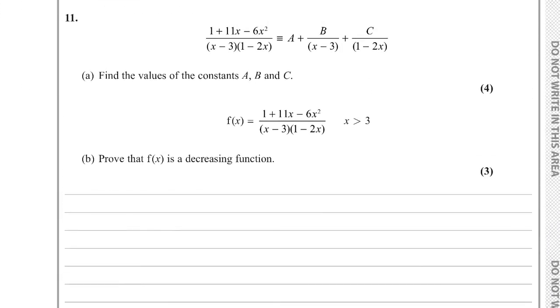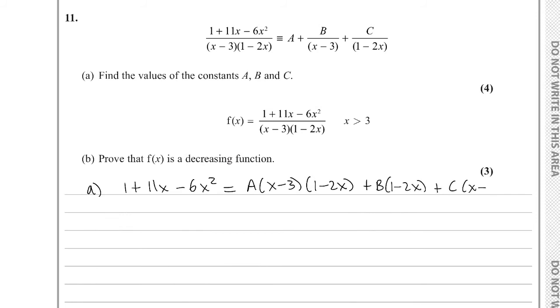Question 11 is about finding A, B, and C. I could start off by expressing everything over the same denominator of x minus 3 and 1 minus 2x in order to get rid of the denominators. So 1 plus 11x minus 6x squared is a(x minus 3)(1 minus 2x) plus b(1 minus 2x) plus c(x minus 3). I could actually pick x to be 3.